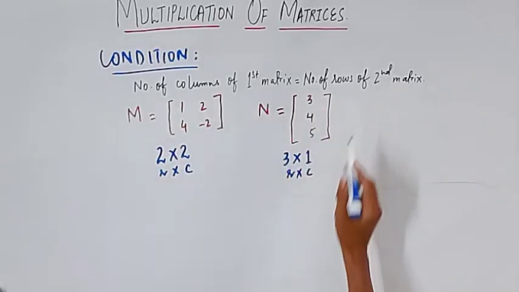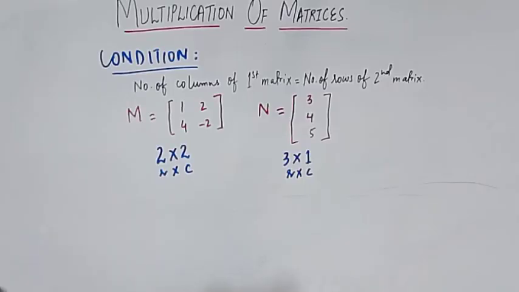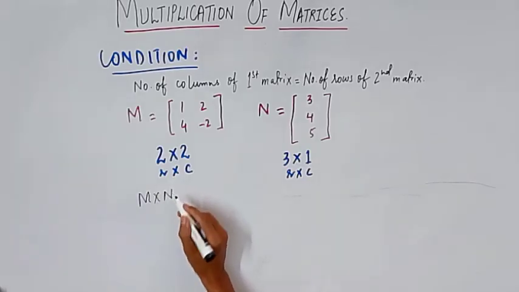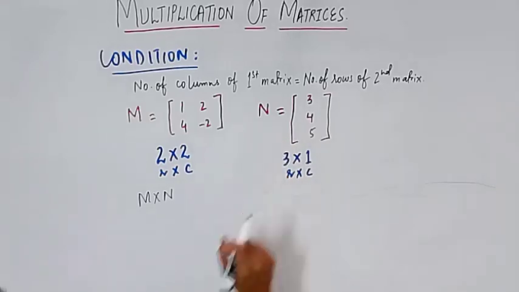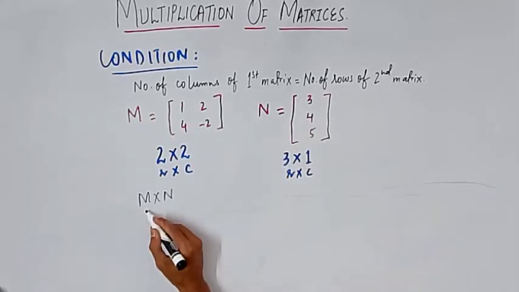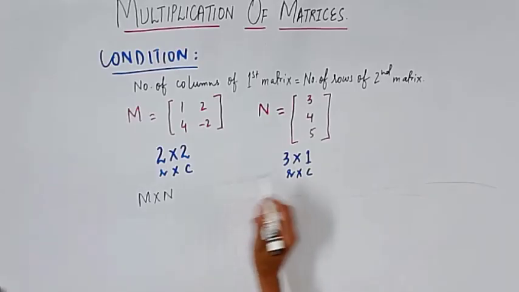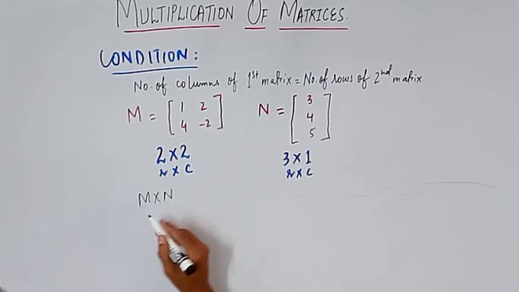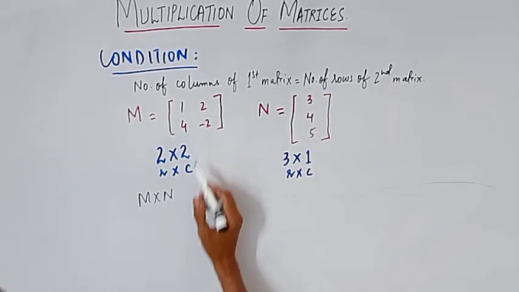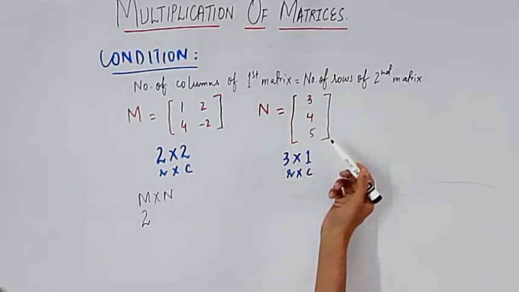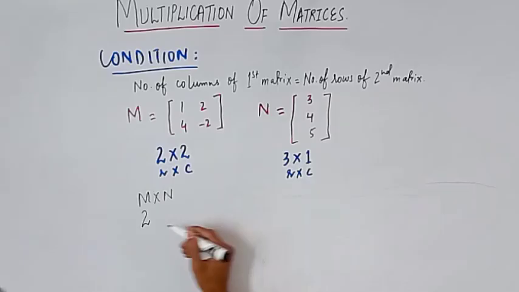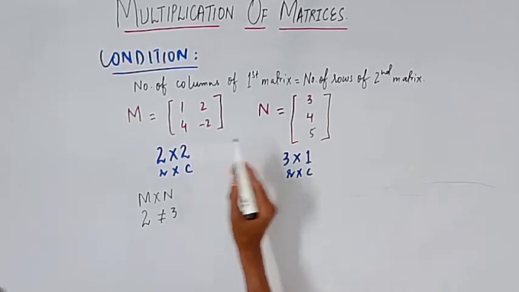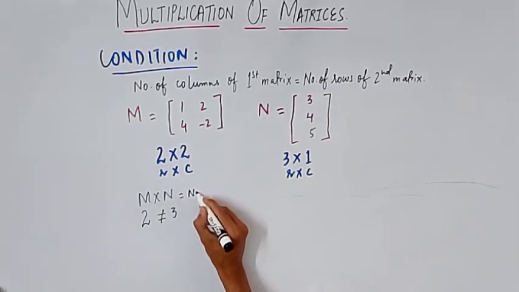So what is the condition? If I am trying to do M multiplied by N, the product of matrix M with N, the number of columns of matrix M should be equal to the number of rows of matrix N. But over here, the number of columns in the first matrix is 2 and the number of rows in the second matrix is 3, and 2 is not equal to 3. So it means that you cannot multiply these two matrices.